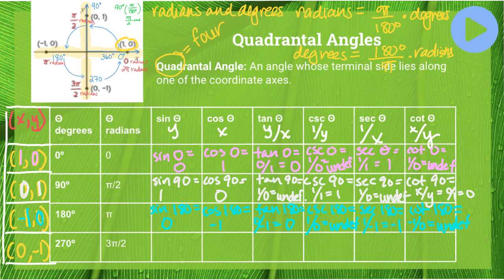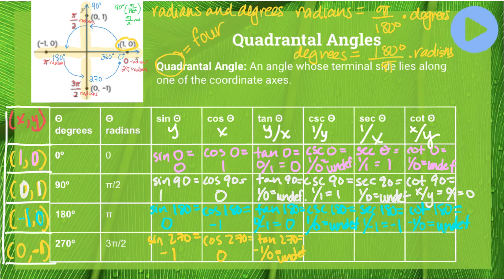And then we just have one more left, and that is going to be our 270. So sine of 270 is going to be y, so that's negative 1. Cosine of 270 is x, so that's 0. Tangent of 270 is y over x, so that's undefined again.